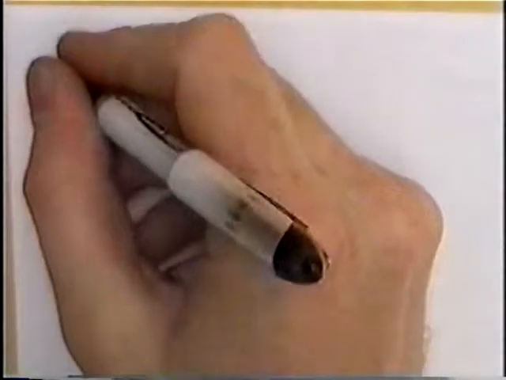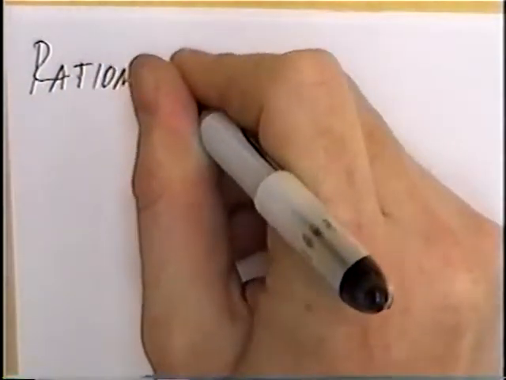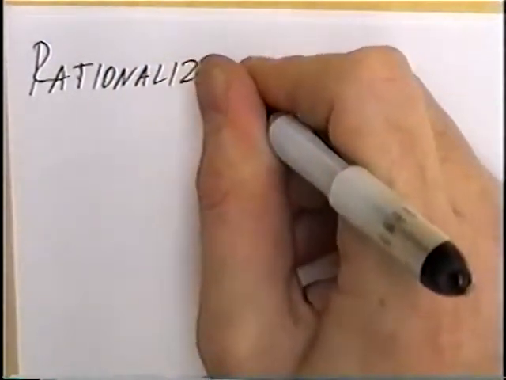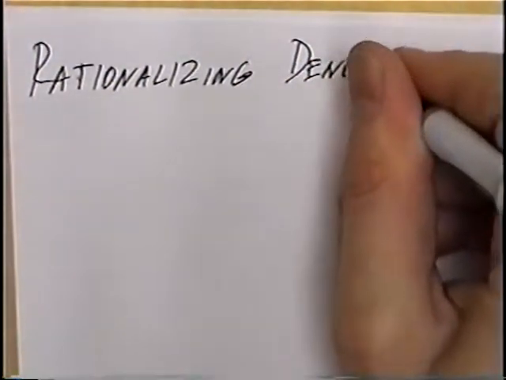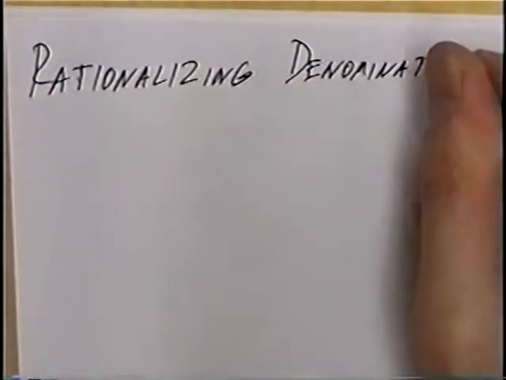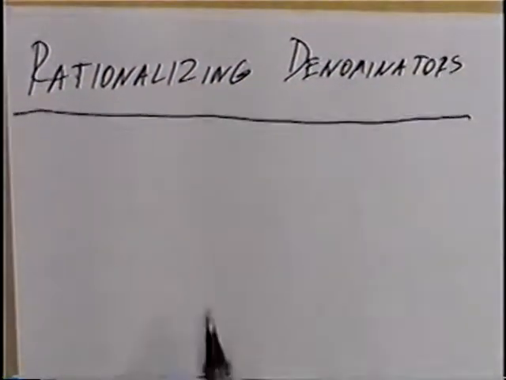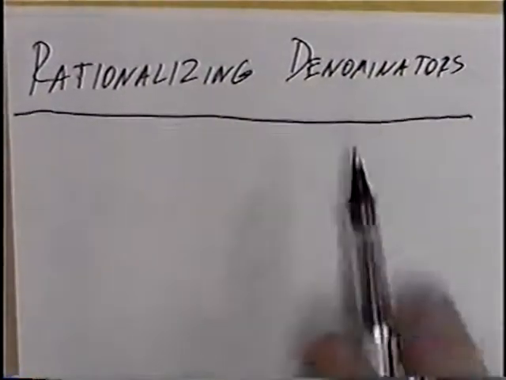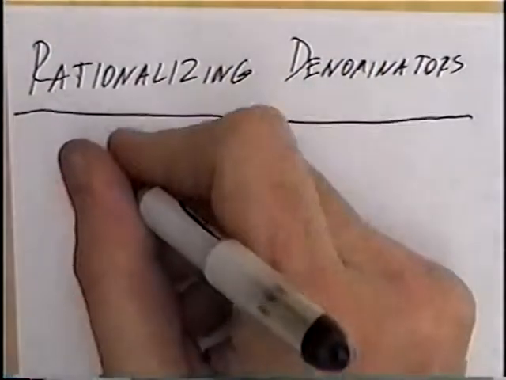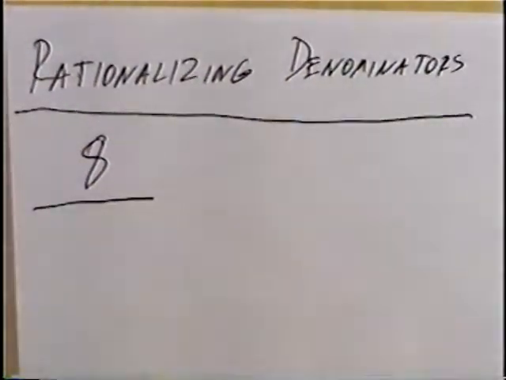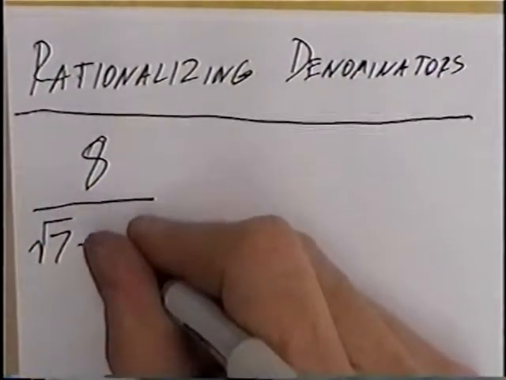Title of the next section is Rationalizing Denominators. In this section, we'll rationalize denominators, which means we'll get rid of these square roots that are in the denominator or bottom of the fraction. First question, and only question for the section, 8 divided by square root 7 minus square root 3.